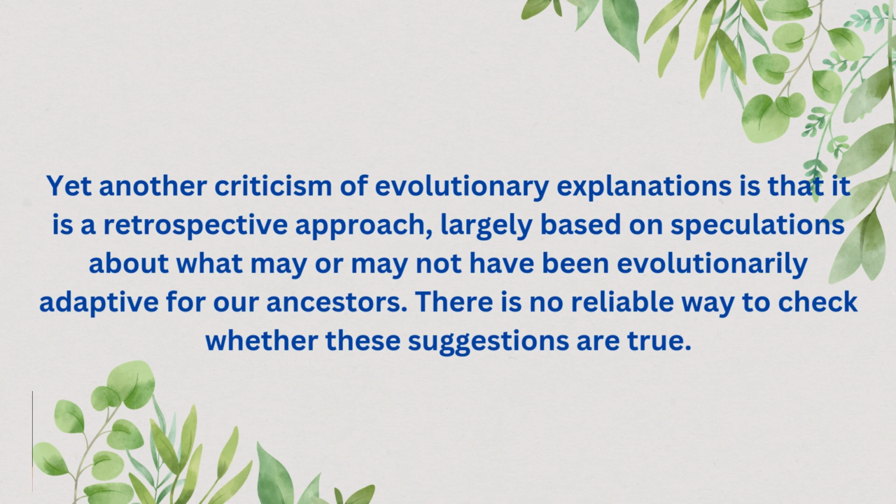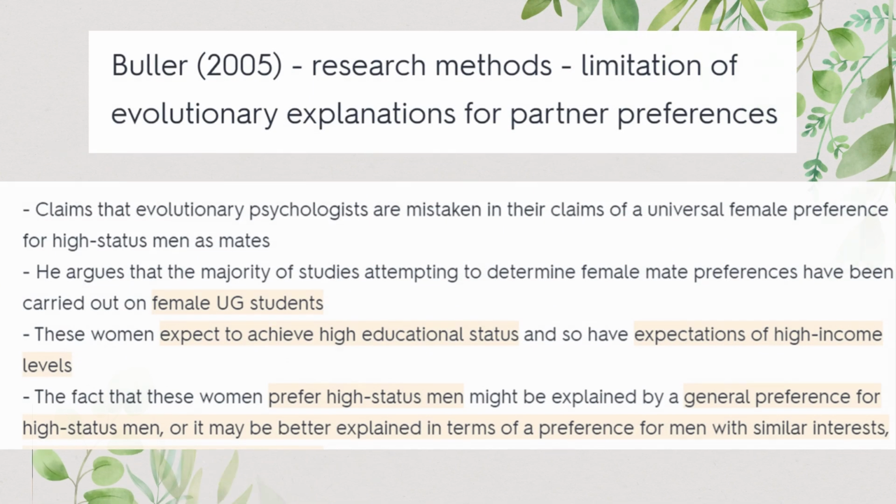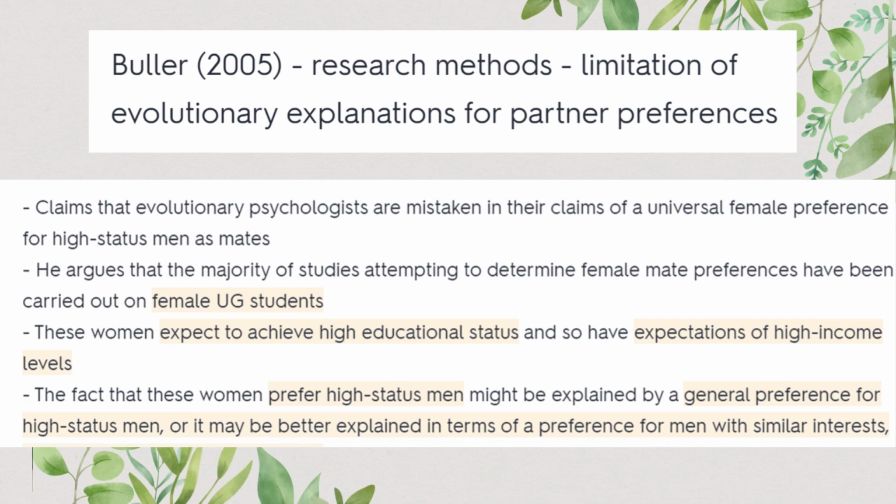So the next study is Buller 2005, Research Methods Limitations of Evolutionary Explanations for Partner Preferences. This study claims that evolutionary psychologists are mistaken in their claims of a universal female preference for high status men as mates. He argues that the majority of studies attempting to determine female mate preferences have been carried out on female undergraduate students. These women expect to achieve high educational status and so have expectations of high income levels.